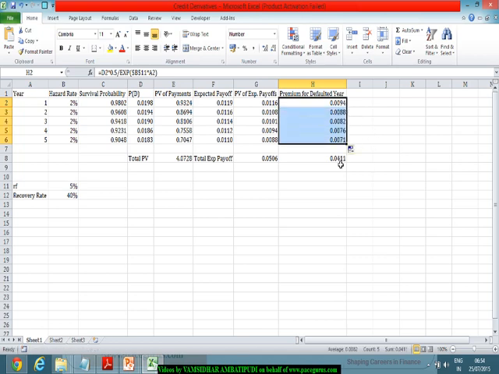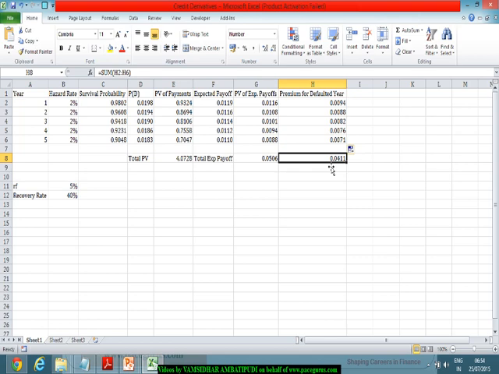So 0.0411 will happen because the defaults are occurring not towards the end, so I don't need to pay the premium for the whole period, only up to the default. That is what the accrual payoff is. So up to the defaulted period is what I need to make the payment, which is working out to this much.